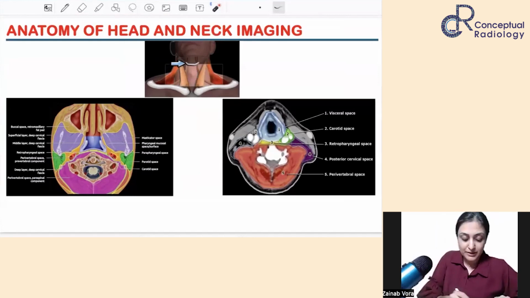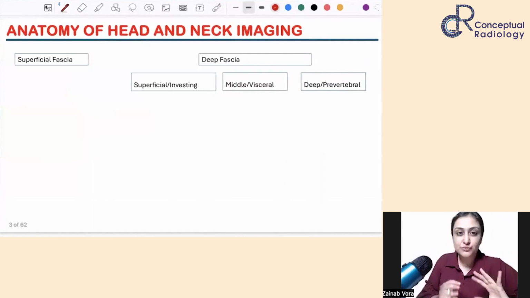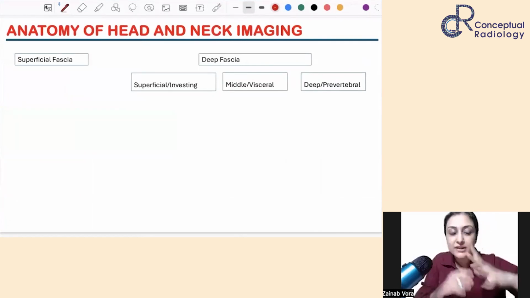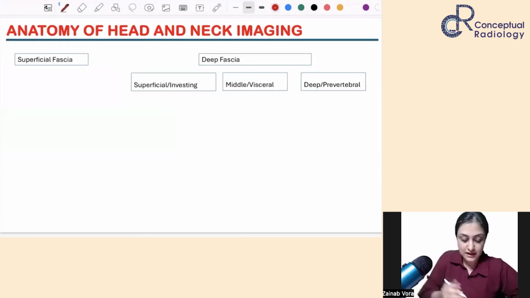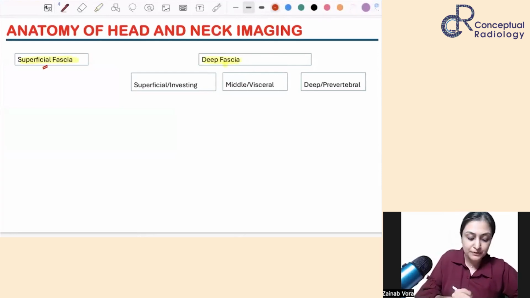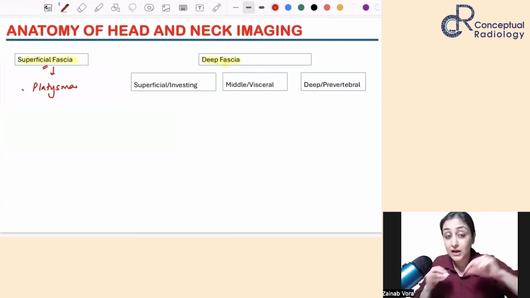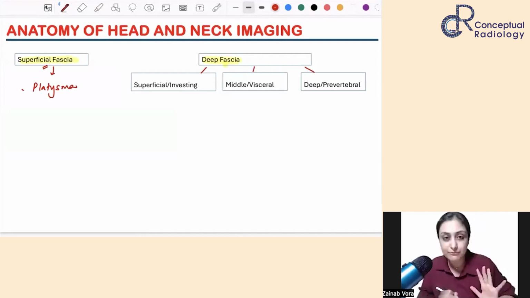So just to summarize everything, or not to summarize right now, but just to first slightly complicate it and then summarize it for you, let's do the fascia linings of these spaces. So in the head and neck, we have superficial fascia and we have deep fascia. Superficial fascia is useless. It is only going to outline platysma, skin, subcutaneous, all of that. We don't care about that. Our main spaces are going to be created by 3 layers of deep fascia.